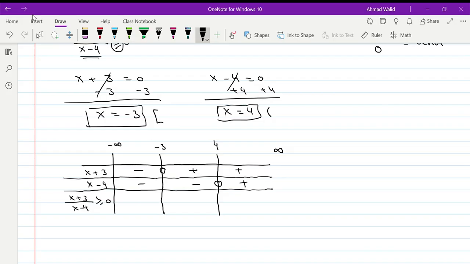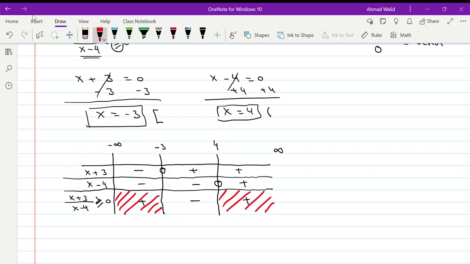Divide. Before you were multiplying, now divide because you have x plus 3 over x minus 4. Negative over negative gives you positive. Positive over negative gives you negative. Positive over positive gives you positive. Then, look at the inequality. It's greater than 0. It means that the intervals where you have positive numbers can satisfy your inequality, which is this interval and this interval.